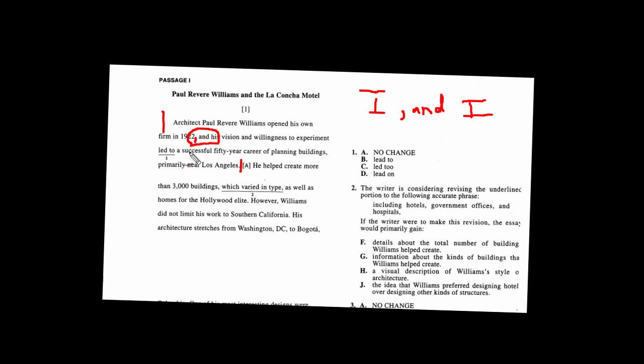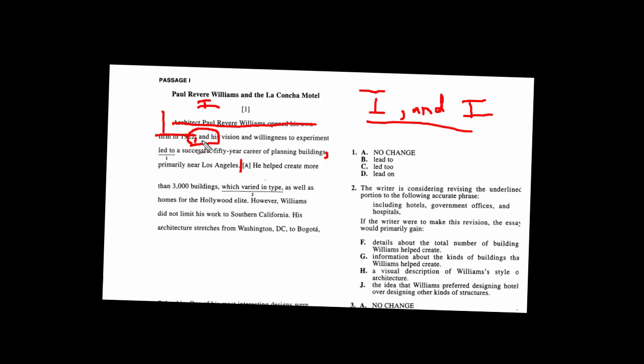Now look at the rest of the sentence, okay? There's no commas or punctuation in the answers. However, there's one over here, okay? Now let's go ahead and read. Architect Paul Revere Williams opened his own firm in 1922. That's an independent clause like we saw with FANBOYS. So let's cross it off because that's not really part of the sentence that's in question. Now, pruning tells us that when we do that, we can shorten up the sentence and make it easier to understand. We can actually just use our ears to see what's better, okay?